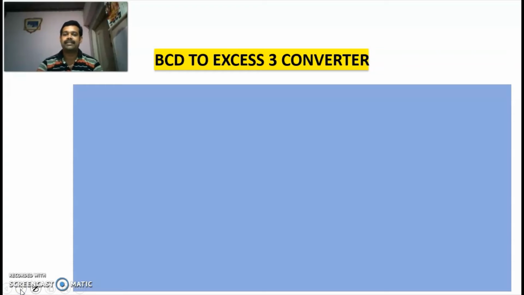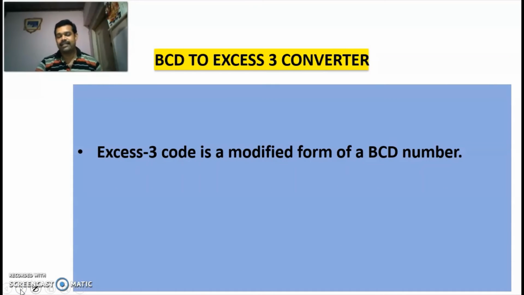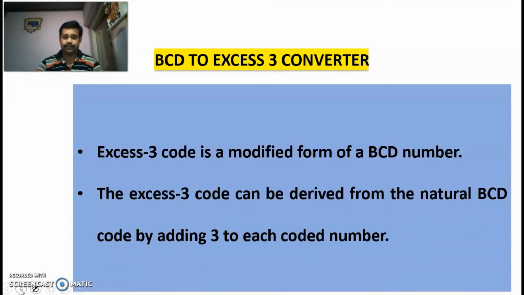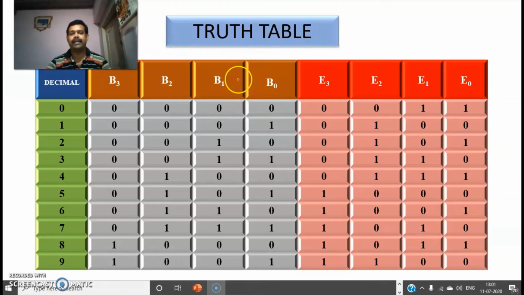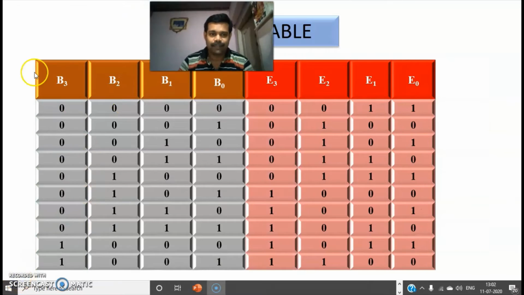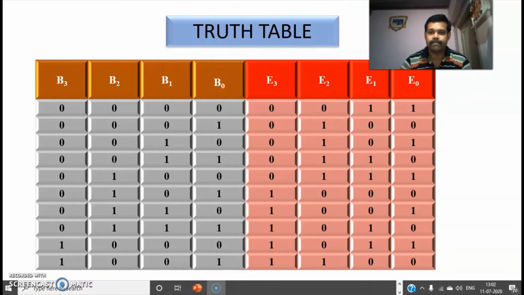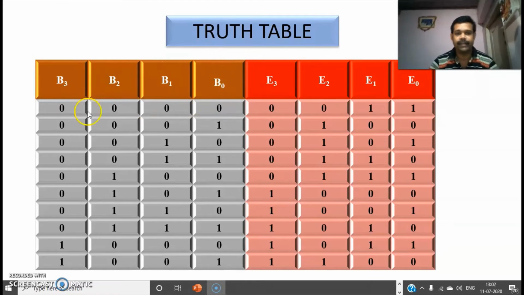Next one is BCD to XS3 code converter. So XS3 is a modified form of BCD number. If you add 3 with the BCD number, you will be getting XS3. Okay. Now this is a truth table of your BCD to XS3 code converter. First step is to check how many columns your truth table needs. Here your truth table needs 8 columns, 4 for writing BCD and 4 for writing XS3.